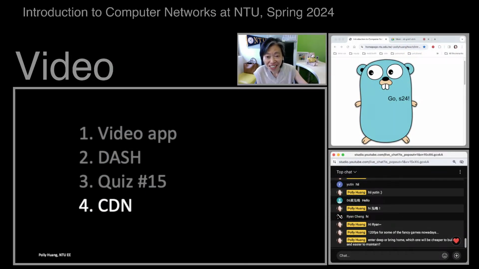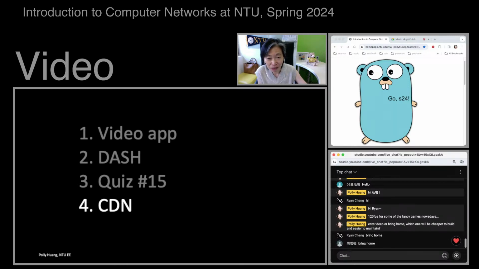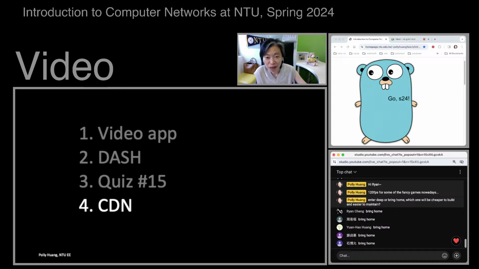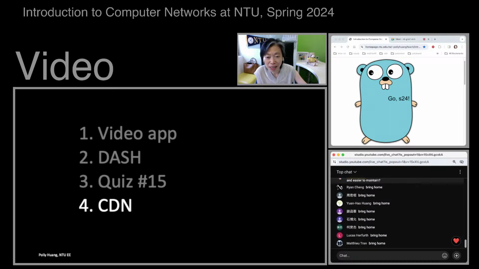Alright, so guys, enter deep versus bring home, which one will be cheaper? Type it up on the chat. Just take one. Guys, we're taking a poll. Bring home? Predominantly bring home.